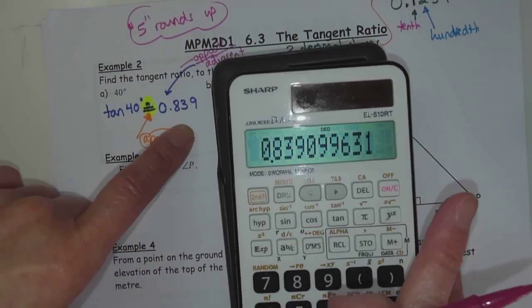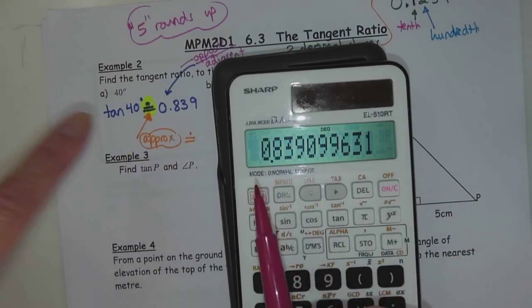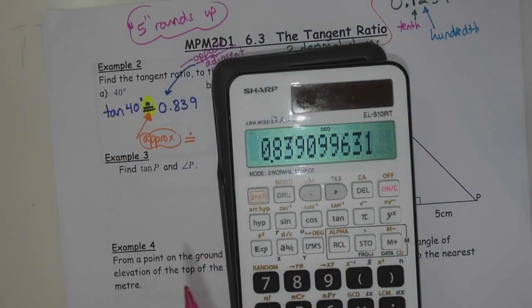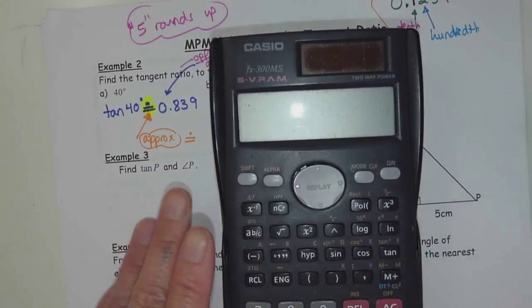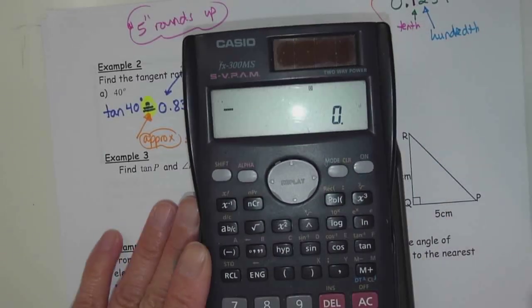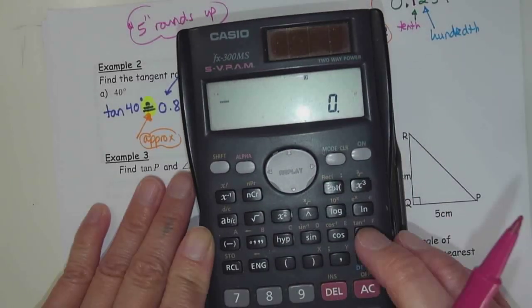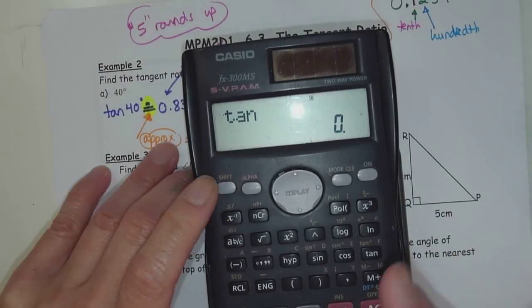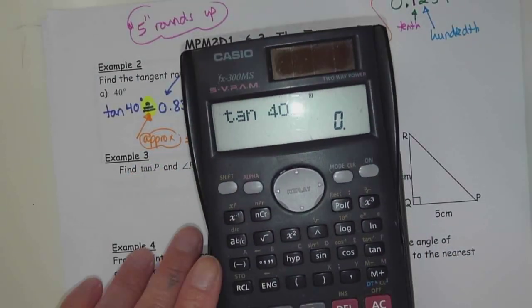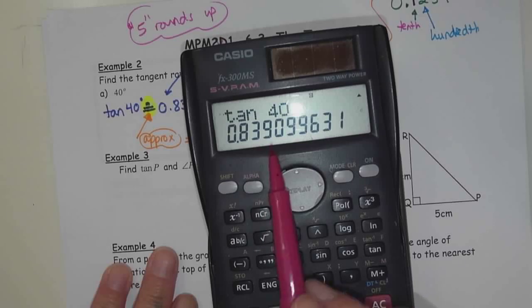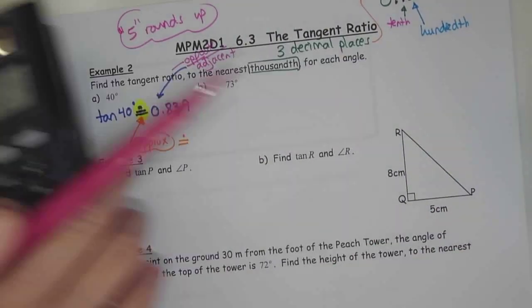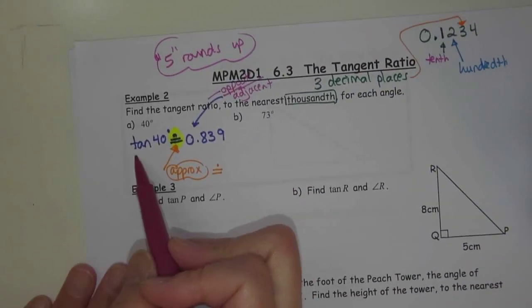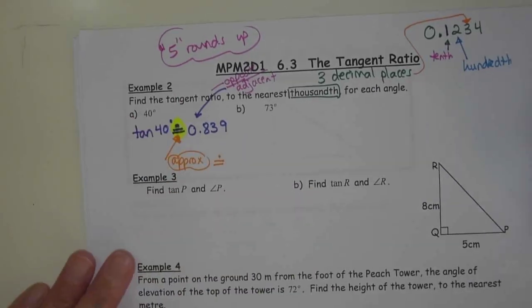So this is 0.8390, so it won't round up. We're good to go there. Again, if another student has this one, same thing. My tan button is over here. So you would type in 40 equals, 0.839.